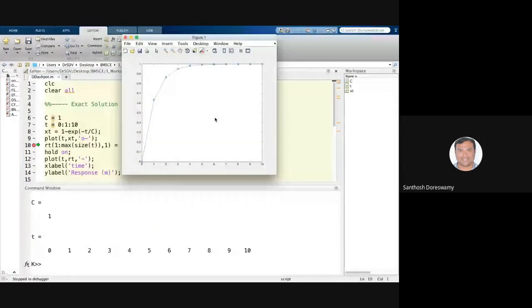You will see that as time varies, the displacement of the plunger, or the piston, also varies and will settle down to 1. So this is the variation of your x of t.